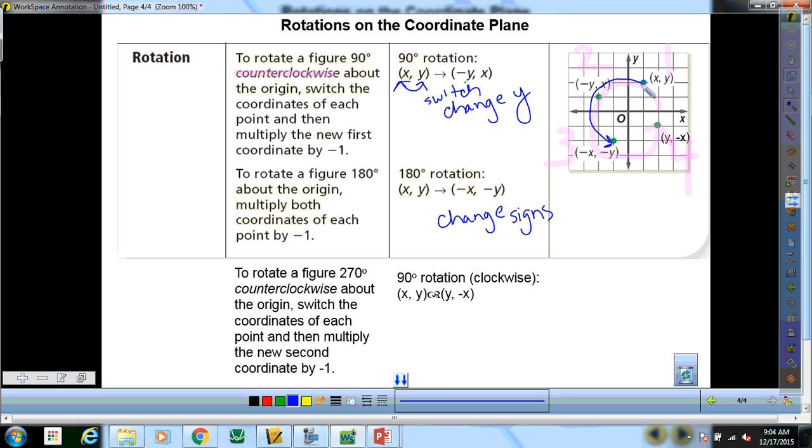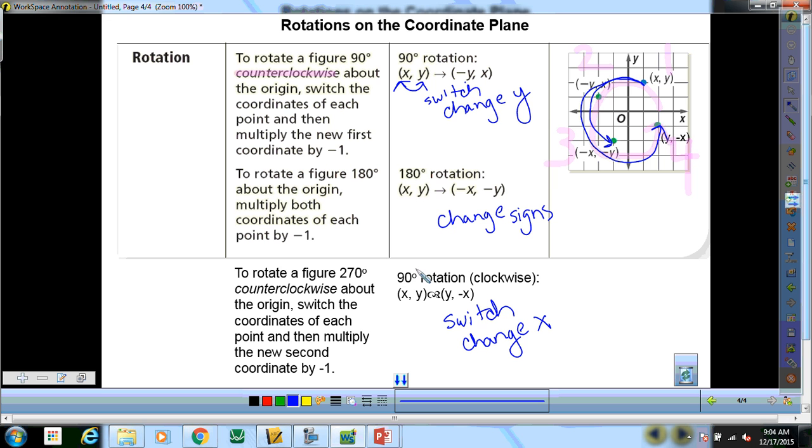And then we have 270 degrees. So that's 3/4 of the way around. And for 3/4 of the way around, we're back to switching again. So we're going to switch, but this time, we're going to change X's sign. So 90 degrees, switch and change Y. 180 degrees, just change the signs. And for 270 degrees, we switch and change X.